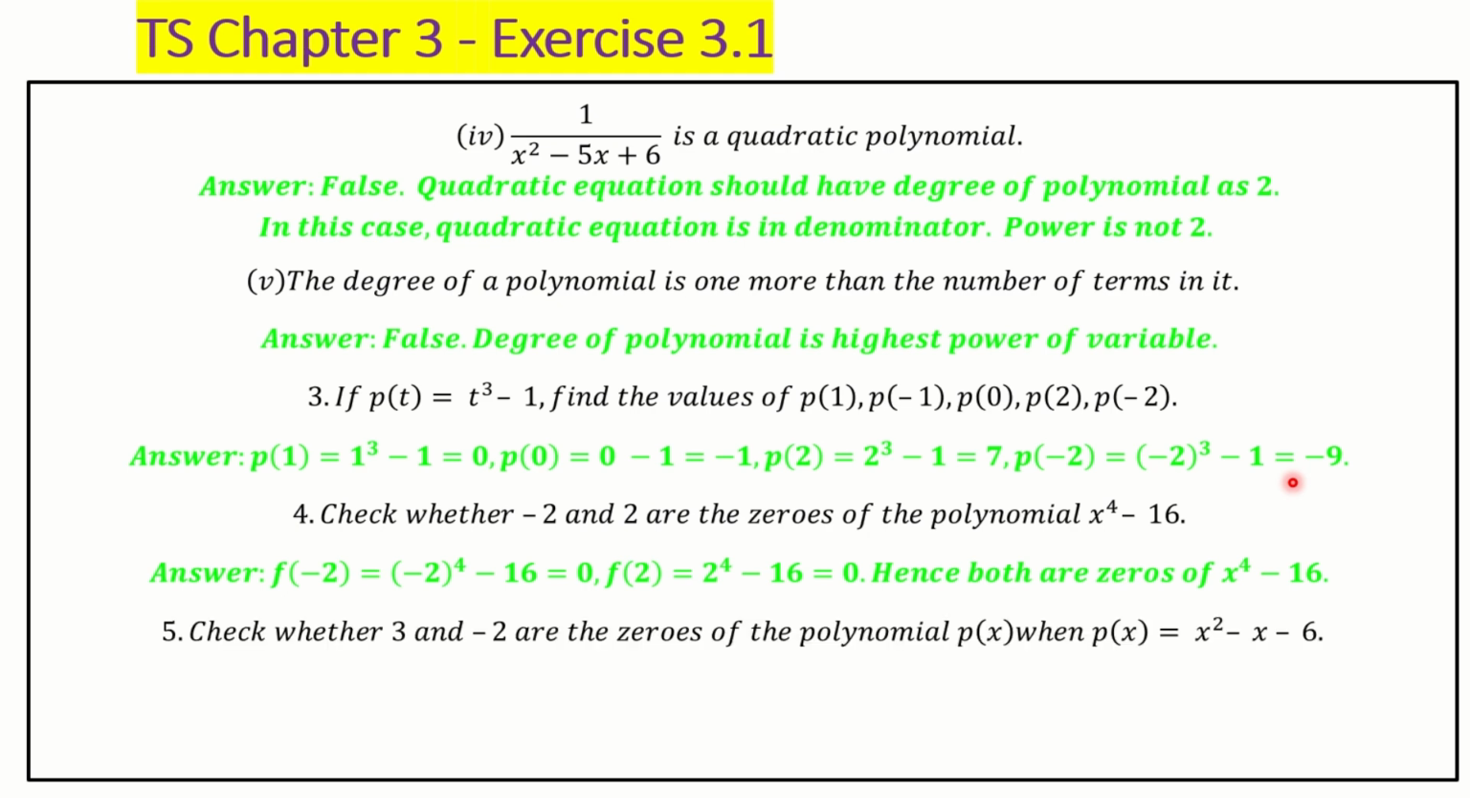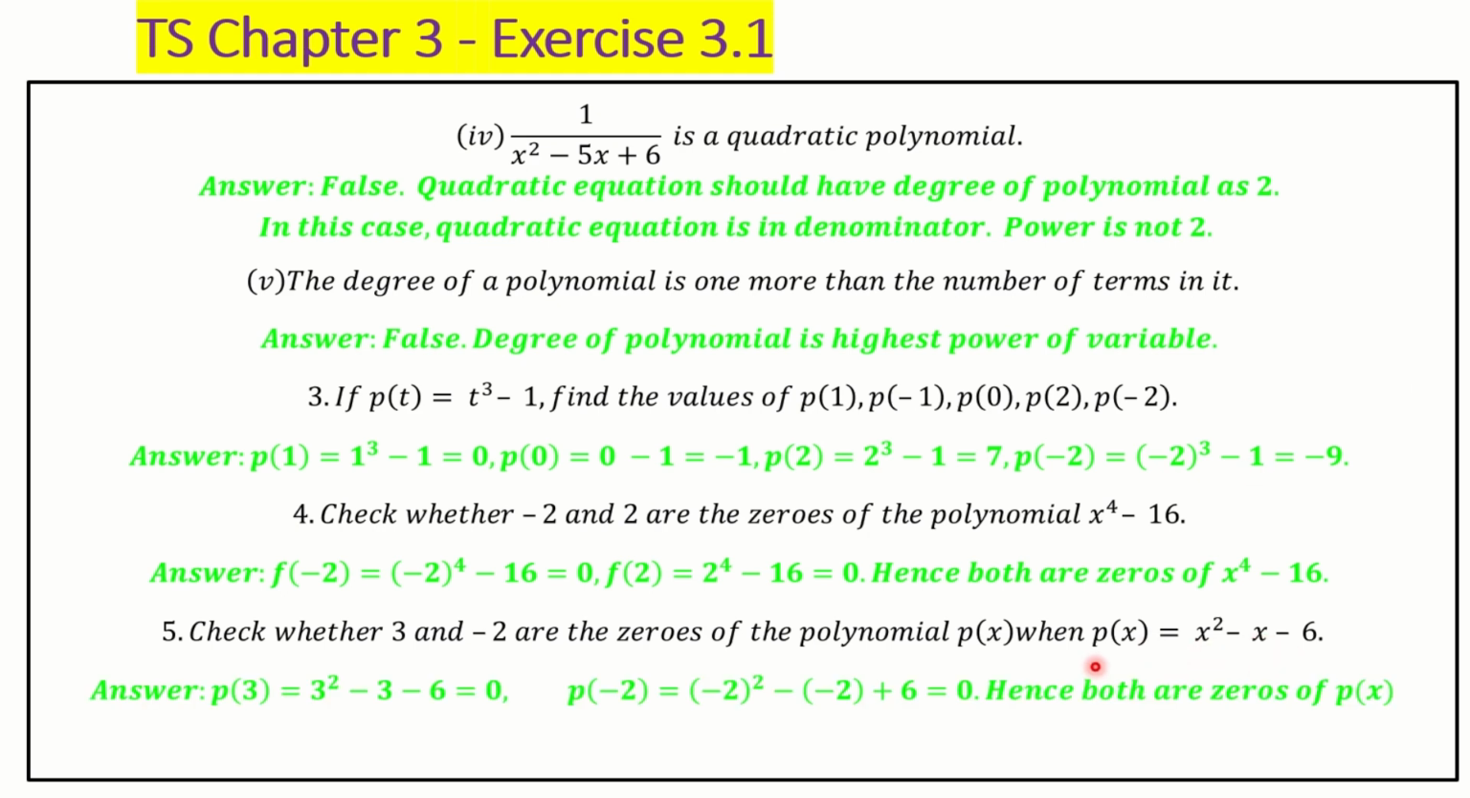Next. Check whether 3 and minus 2 are zeros of polynomial p of x. P of x is given as x square minus x minus 6. Okay, so just substitute, same thing. Yeah, 3 is a zero because you got the value 0. Minus 2 also is a zero because you got the result as 0. So both are zeros of p of x.